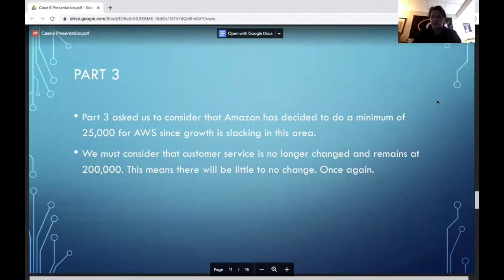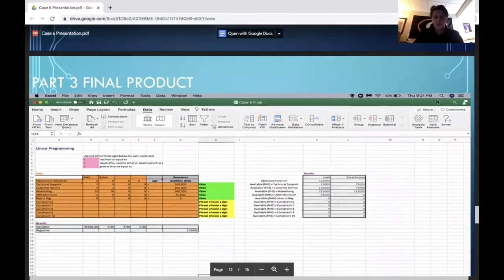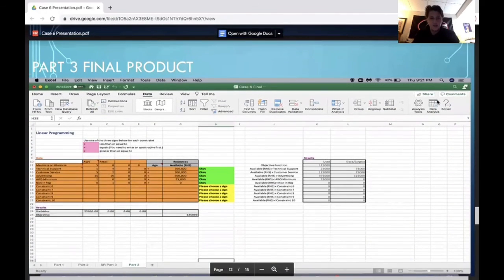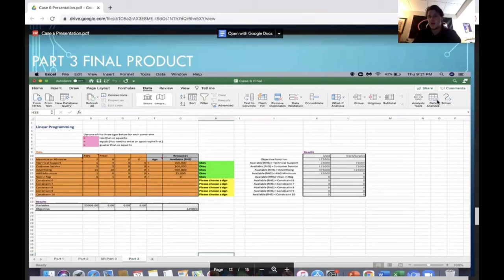All right, now we have part three. Part 3 asks us to consider that Amazon has decided to do a minimum of 25,000 for the AWS since the growth is slacking in that area. We must consider that the customer service is no longer changed and remains at 200,000, and that's not really going to change much once again. You can see that in the third line down, it stays at 200,000, and that pretty much stays constant throughout the entire sheet.